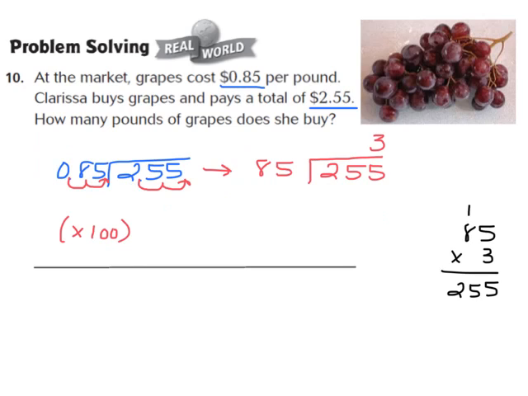Now, I know that 3 times 85 is going to take me to my 255. So I'm going to write that number down, and then I'm going to go ahead and subtract, and I'm left with a remainder of 0. So what that tells me is this. I know that 2 and 55 hundredths divided by 85 hundredths, or in this case, $2.55 divided by 85 cents, it enables us to buy 3 pounds of grapes.